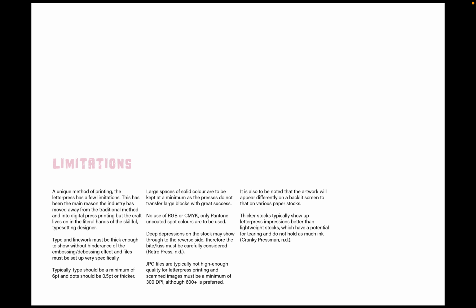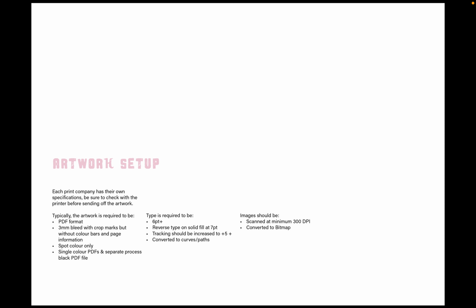It may also be handy to note that the artwork will appear differently on a backlit screen in Illustrator or on a computer than it will on various paper stocks. Overprint can also be utilized with the letterpress to create a mixing of colors and visual effect through layering. The final artwork typically needs to be submitted as a PDF with a 3mm bleed. As previously mentioned, the spot colors are to be used, and it is preferred that each color is submitted on a separate PDF file.